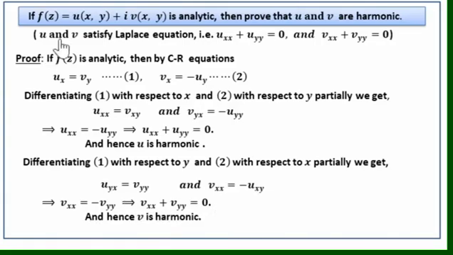This proves that if f of z equal to u plus iv is analytic, where u and v are functions of x and y, then u and v are harmonic functions. Similarly, we can prove that if f of z equal to u of r theta plus iv of r theta is analytic, then u and v are harmonic. So let's see the proof of that.